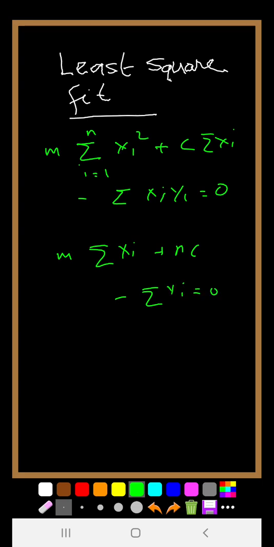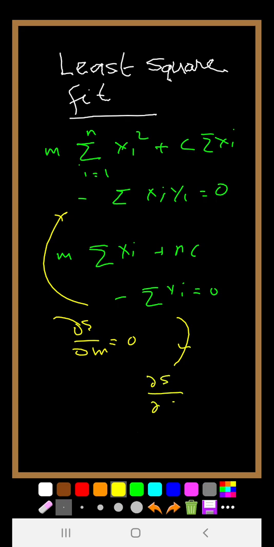So these two are involved by doing the minimization. That is, the first one is del s by del m is equal to 0. We get this first normal equation, and for this one we do del s by del c is equal to 0. Then we get the second normal equation. Which are solved as ordinary algebraic equations to determine the best m and c. So this is called the least square fit.